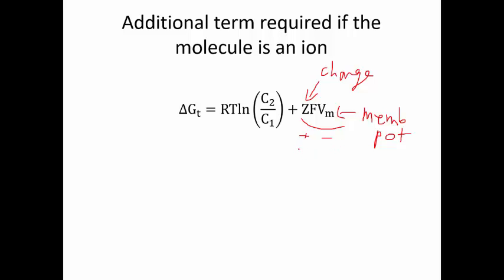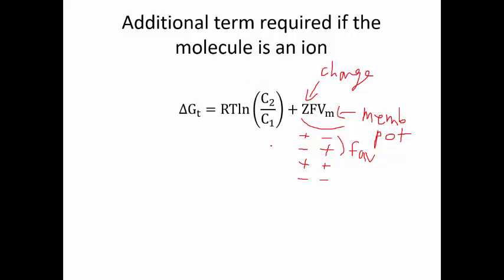Alternatively, if we have a negative ion like chloride, the favorable thing would be to move out. And so to make this term negative, we need the membrane potential to be positive. So those would be favorable. And what would be unfavorable would be, for instance, positive and positive, which would lead to a positive term here, and negative and negative.